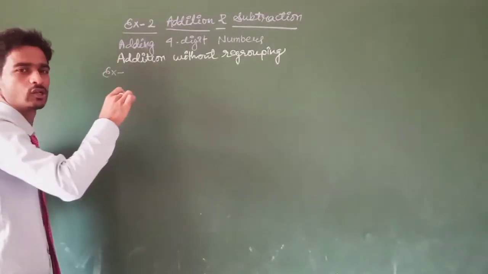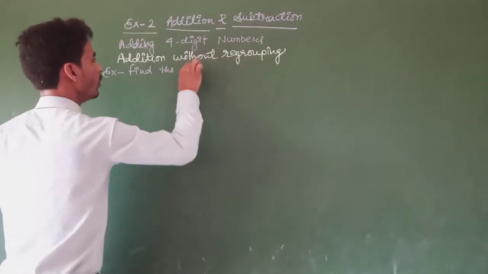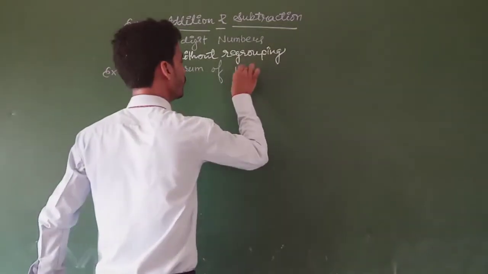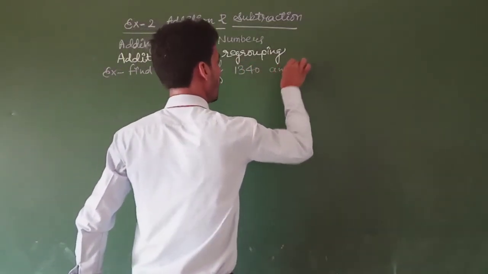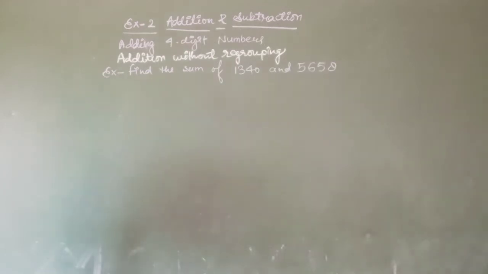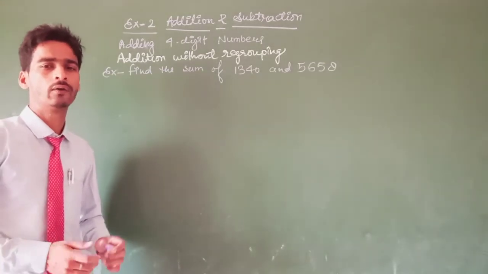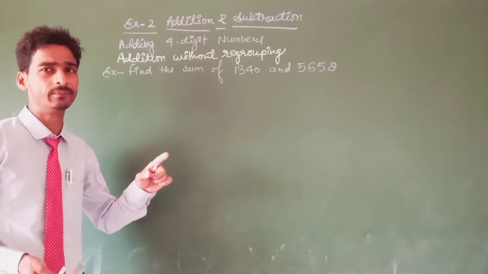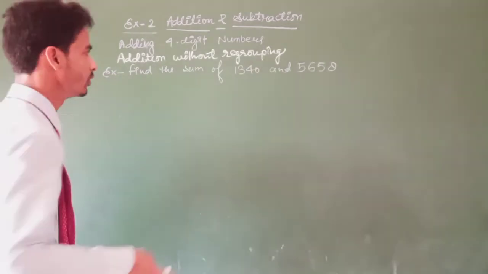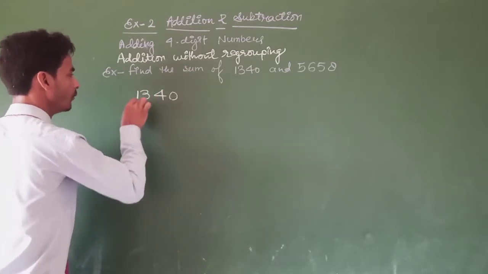Find the sum of 1340 and 5658. Firstly, add the ones, then add the tens, then add the hundreds, and then add the thousands. So the numbers are 1340 and 5658.